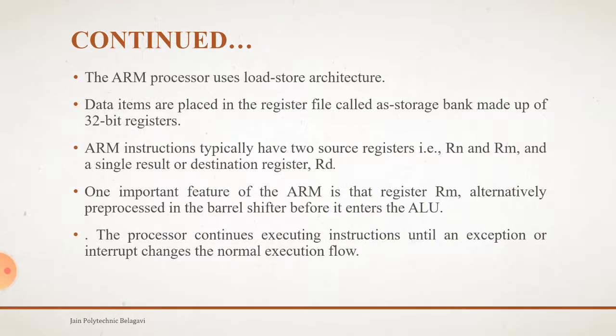The ARM processor uses load-store architecture. Data items are placed in the register file, called the storage bank, made up of 32-bit registers. ARM instructions typically have 2 source registers, that is Rn and Rm, and a single result or destination register Rd. One important feature of the ARM is that register Rm is alternatively pre-processed in the barrel shifter before it enters the ALU. The processor continues executing instructions until an exception or interrupt changes the normal execution flow.